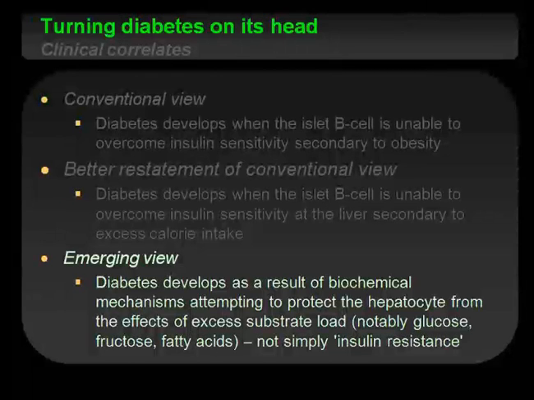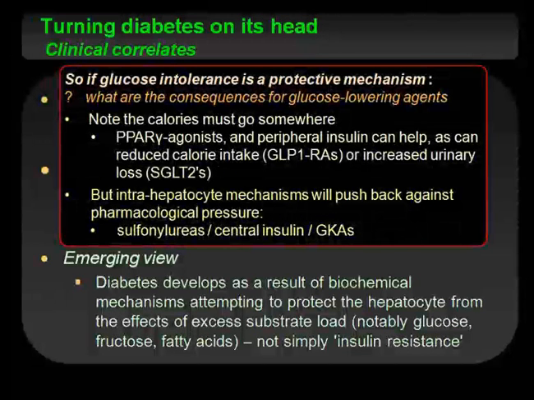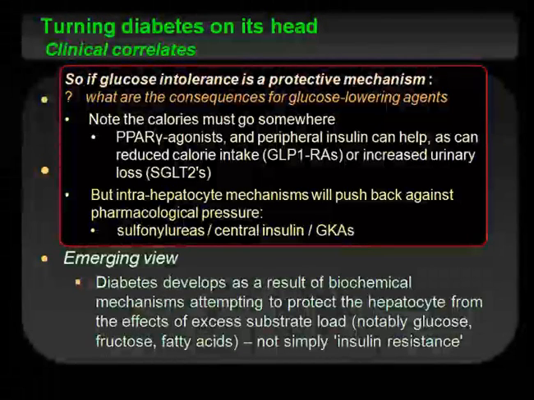So just to finish then, if glucose is a protective mechanism, what are the consequences for glucose-lowering agents? Note that if we continue to overeat, the calories must go somewhere. That isn't biochemistry, that isn't chemistry even, that's simple physics. The calories must go somewhere. And the thiazolidinediones and peripheral insulin can help by pushing it to the periphery, as can reducing calorie intake from glucose, GLP-1 receptor agonists, or of course by improving calorie balance using the SGLT2 drugs.